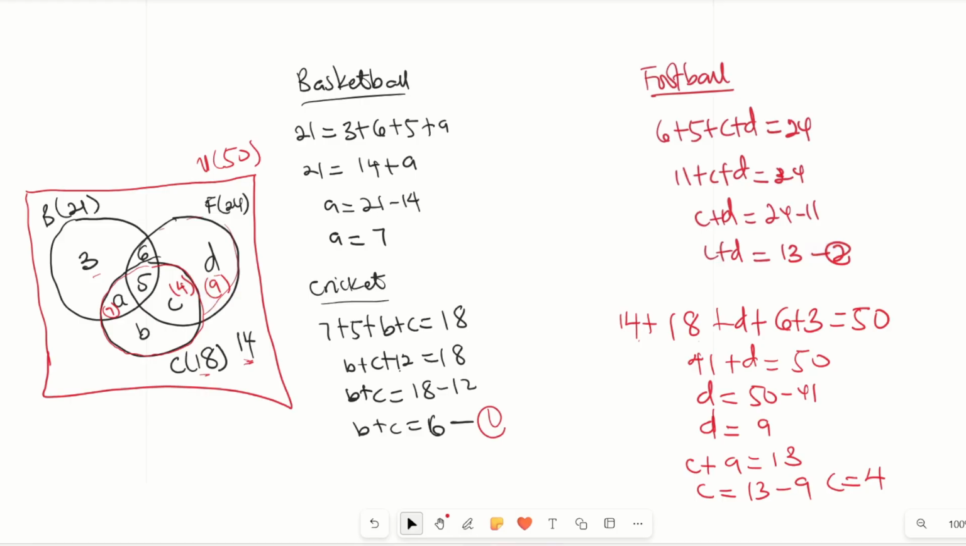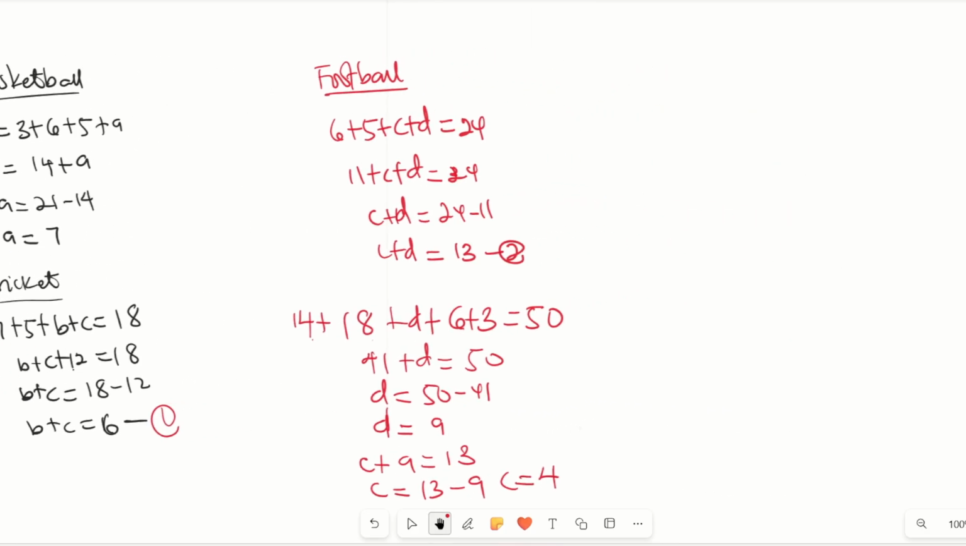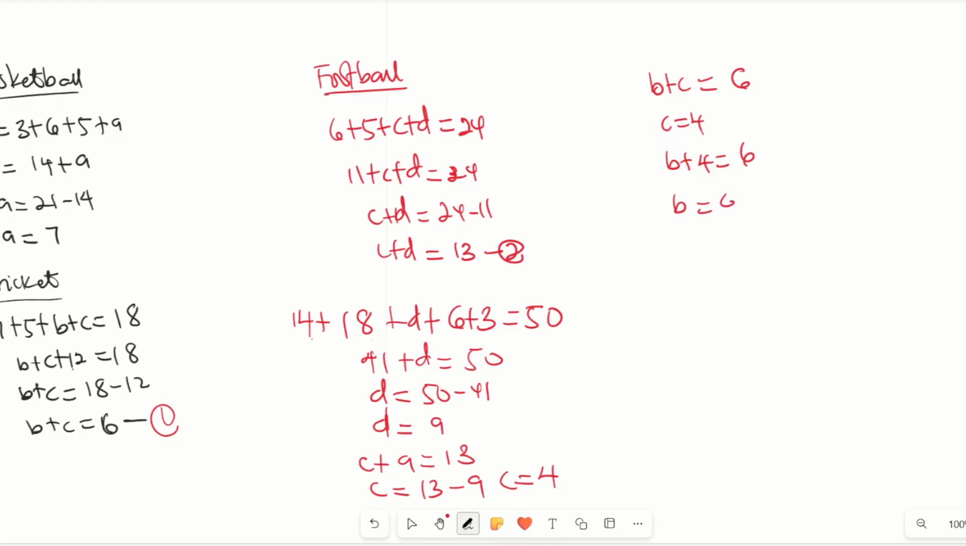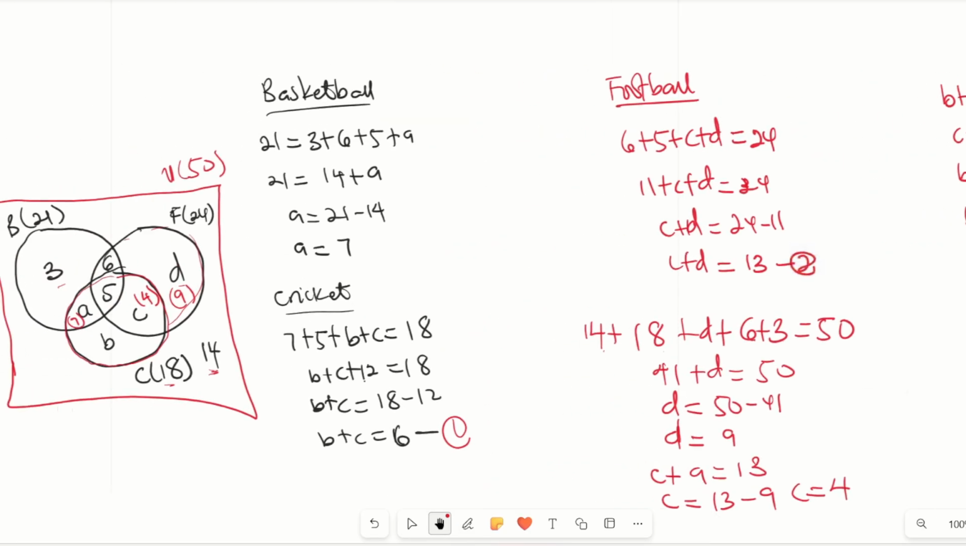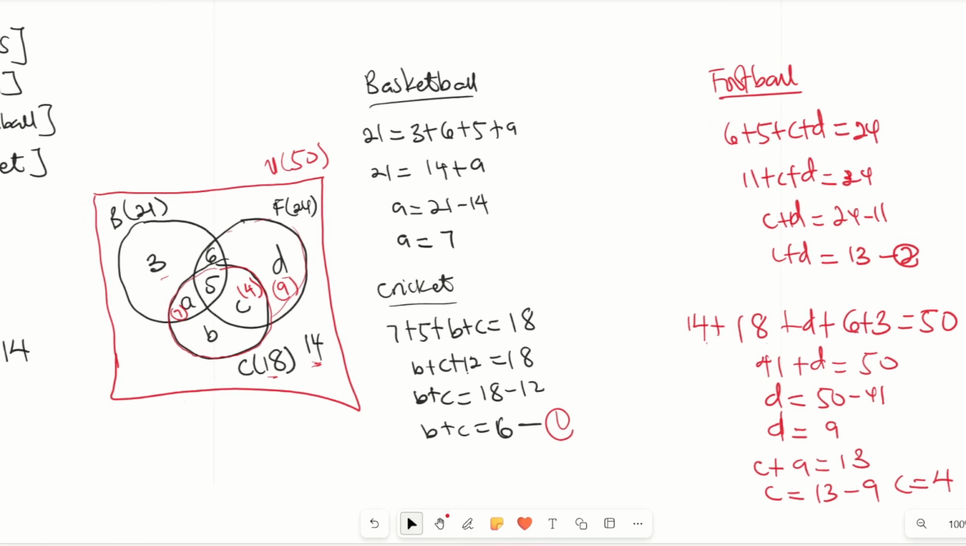And then we can also get our A now, right? Because we've gotten our D as 9. We've gotten our C as 4. And then we already have our A as 7, right? So probably it's B that we are left with. Let's find our B. So we know that from B plus C is equal to 6, right? And we know our C is equal to 4. So B plus 4 is equal to 6. So our B is equal to 6 minus 4. And it means our B is also 2, right? So we have our B, which is here, that is also 2 here.